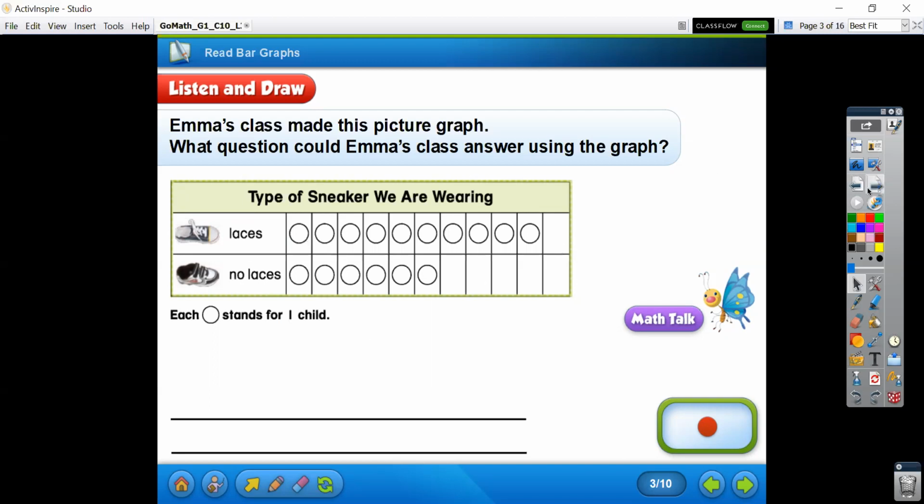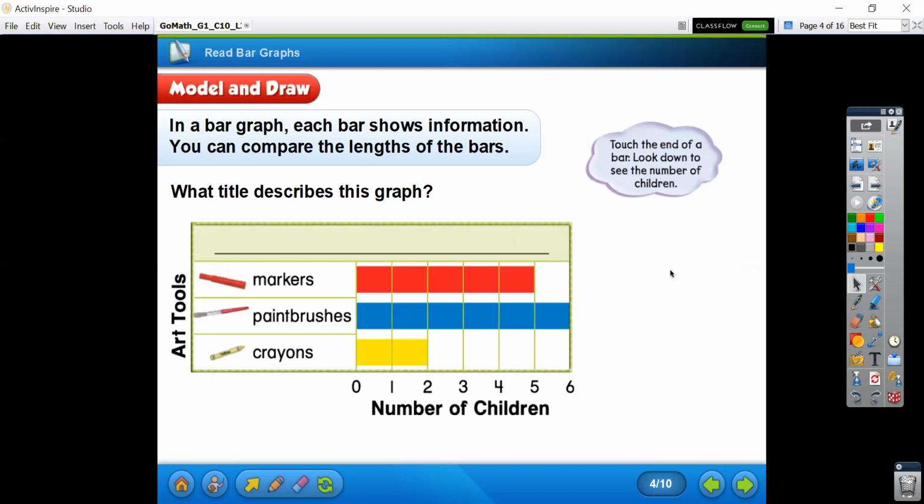Now, what we're looking at today is a bar graph, and a bar graph is just a little bit different. As you can see, we're counting markers, paintbrushes, and crayons. This is the bar. Notice there are no circles and no pictures here. A bar is just a line that's either going across, or, as we'll see in a little bit, it can go up and down in a vertical form. The red bar shows us the markers, the blue bar shows us the paintbrushes, and the yellow bar shows us the crayons.